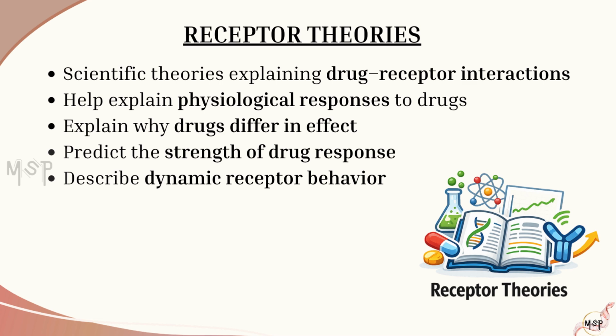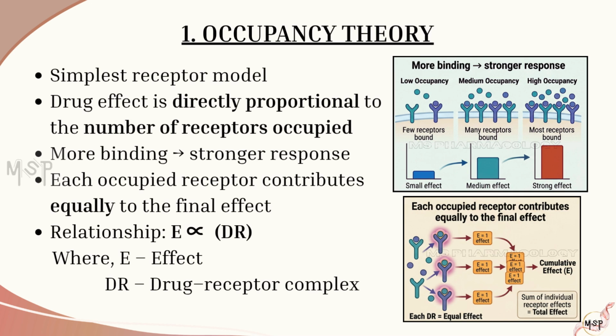Let's start with the simplest receptor model, the occupancy theory. This theory proposes that the magnitude of a drug's effect is directly proportional to the number of receptors occupied by the drug. In simple terms, the more receptors a drug binds to, the stronger the response produced. The theory assumes that every occupied receptor contributes equally to the final effect. This relationship can be written as the effect, E, is proportional to the concentration of the drug-receptor complex, DR.